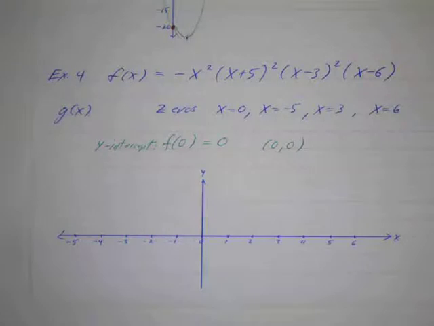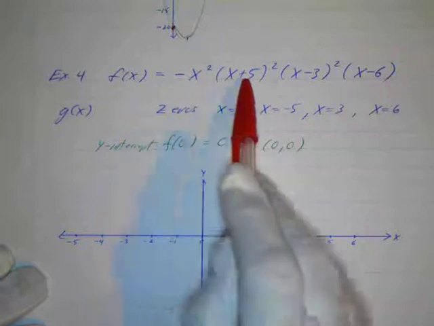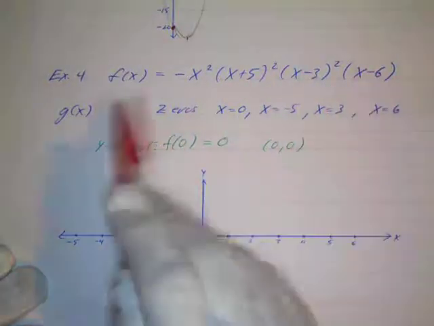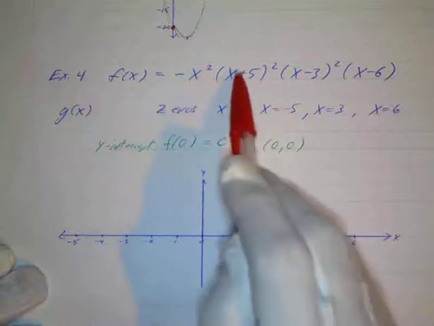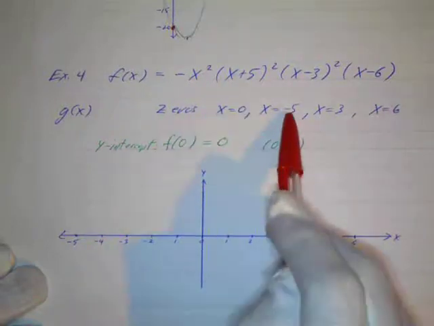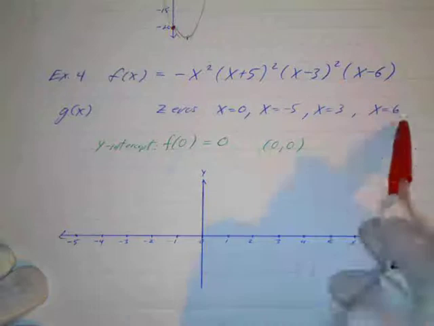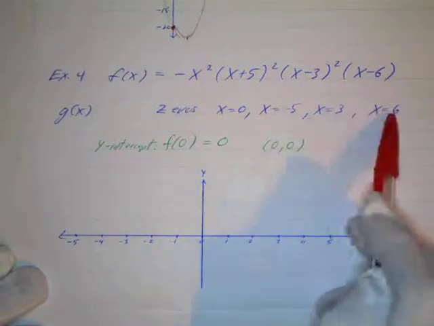And one more example of graphing polynomials, and this is f of x equals negative x squared times x plus 5 squared times x minus 3 squared, x minus 6. So the zeros, well, any factor of 0 will make this whole function 0. So when x is 0, it's going to be 0. When x is negative 5, it's going to be 0. When x is 3, it's going to be 0. When x is 6, it's going to be 0. So those are my zeros.